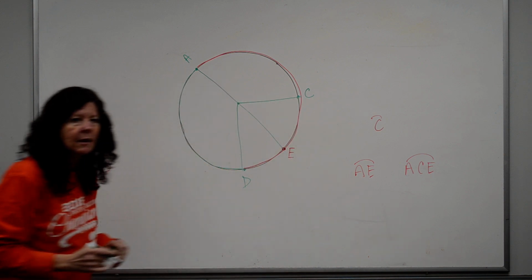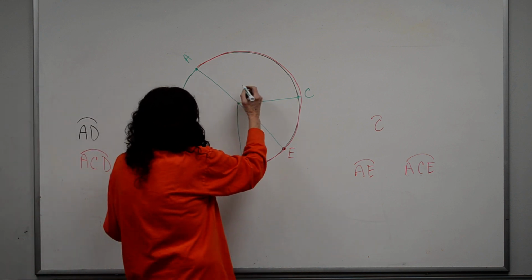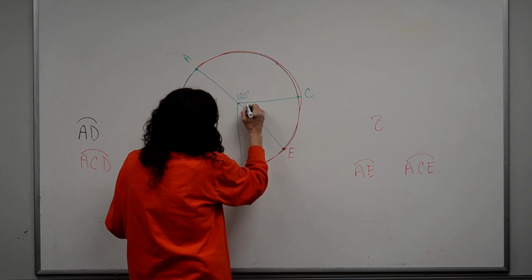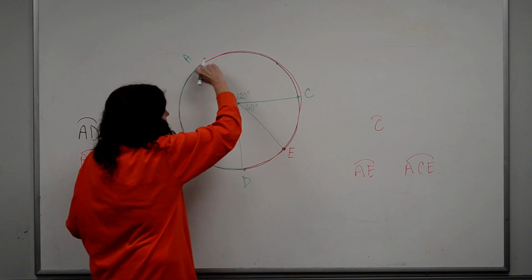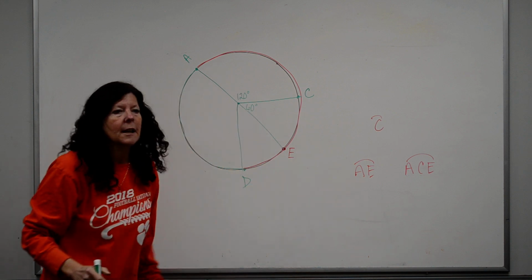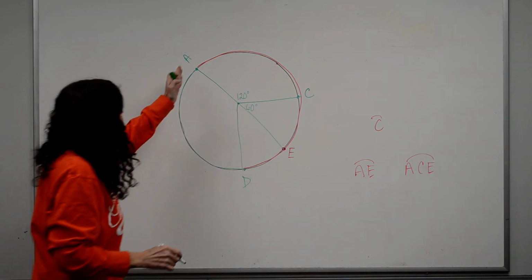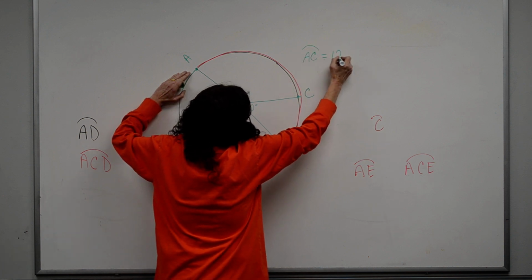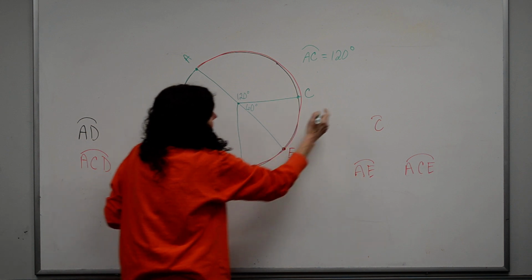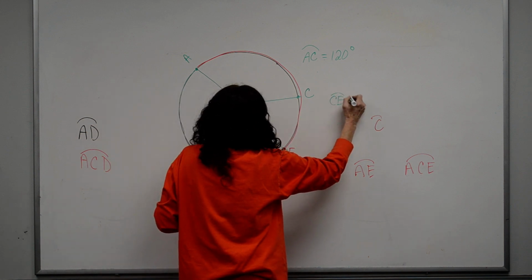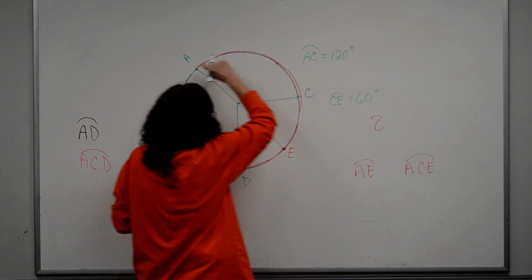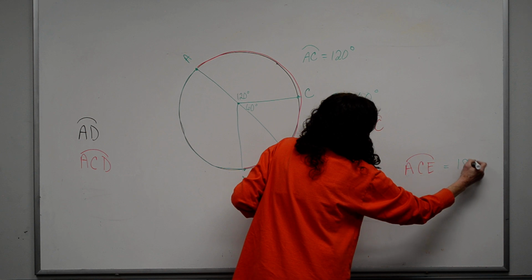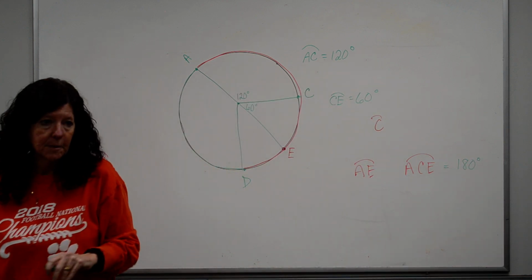Remember talking about central angles? This right here, let's say this is 120 and this is 60 right here. The arc measurement is the same as the central angle. So the measurement of arc AC is 120. ACE is going to be 60. And then ACE, which is down here, is going to be 180. Okay? Does that make sense?